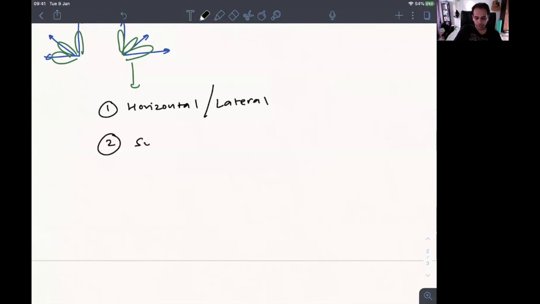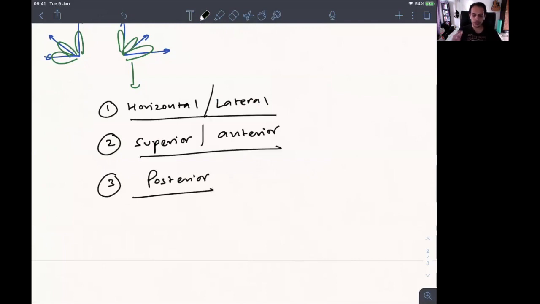Second is superior, also called anterior. And third is posterior. So these are the three semicircular canals. There is one that is horizontal or lateral, one which is superior or anterior, and one which is posterior. Now, a couple of things to remember about these three. The horizontal or lateral one is the only one that lies horizontally. The other two, the anterior and posterior, are both vertical.